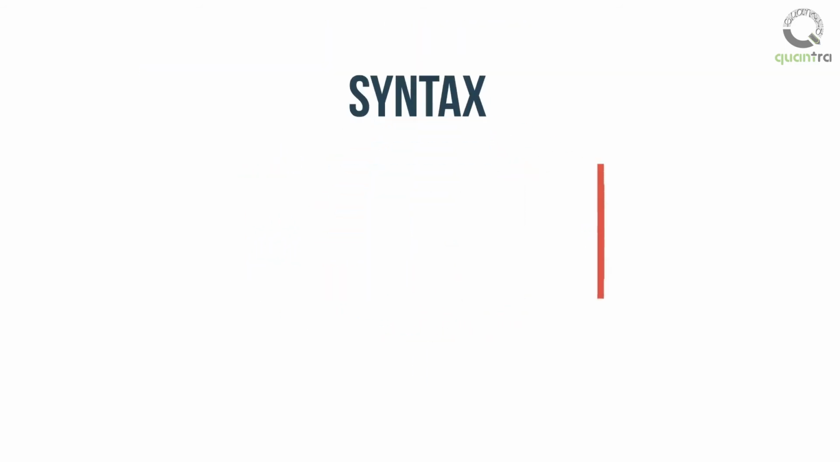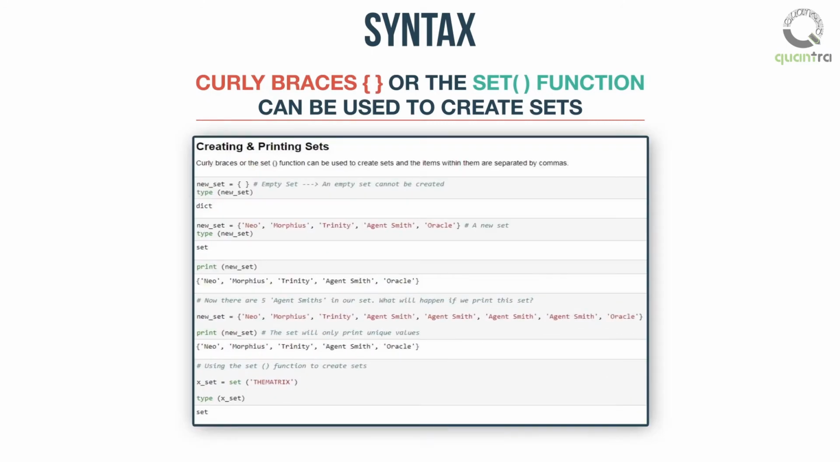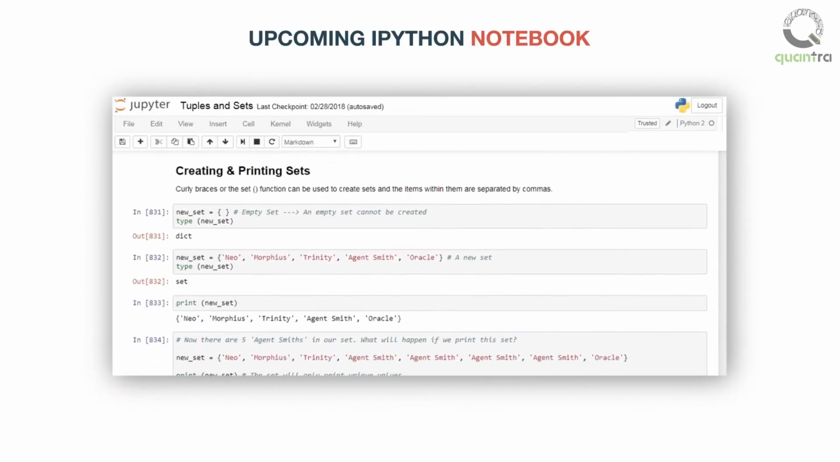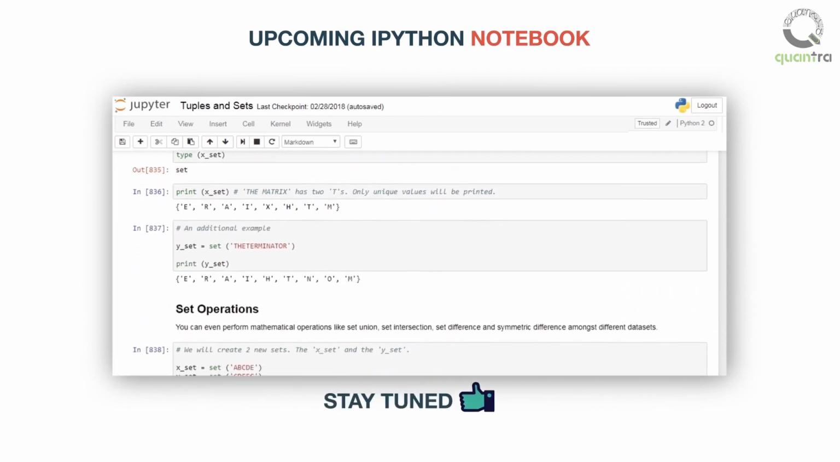Syntax for sets. Curly braces, or the set function, can be used to create sets. You may pause the video and have a look at a few examples. More on this in the upcoming IPython notebook on tuples and sets. So, stay tuned.